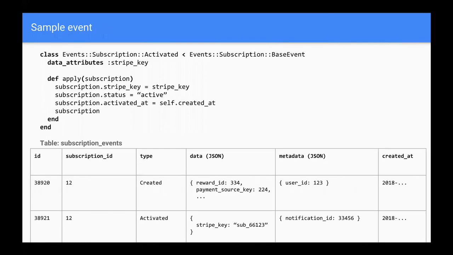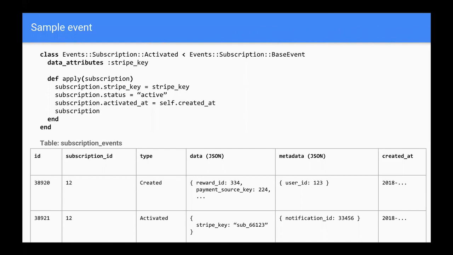So here you have one type of event for subscription. You can see that it inherits from a base event for the subscription. So we use single table inheritance. Basically all the events that apply to subscriptions are stored in the same database table, and we have a type column. That's the type of the event that's stored. And what those events have is a very small bit of sugar, data attributes, that helps you define all the attributes that you want to store into the data column, and it creates setters and getters for those.